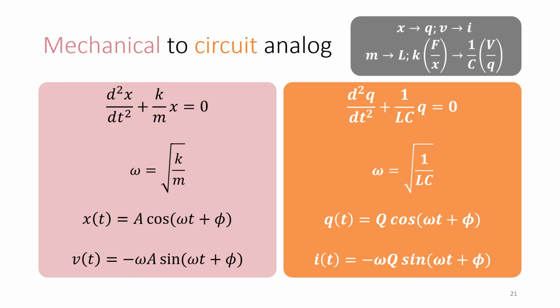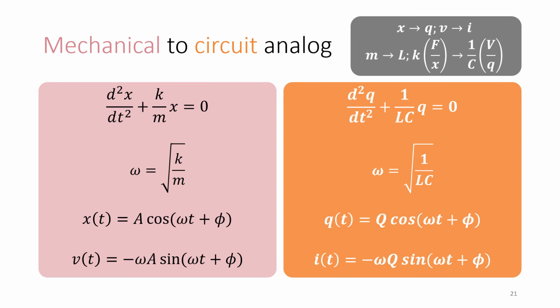Looking between systems, we see that instead of position x as our main variable, we have q for the LC circuit. Instead of velocity, we have current. As mass m is the resistance to motion or changes in velocity, inductance L is the resistance to changes in current. Finally, spring constant k is the amount of force needed to move an object a single unit of distance. Its counterpart is the reciprocal of capacitance, or the potential needed to add a unit charge to a capacitor.